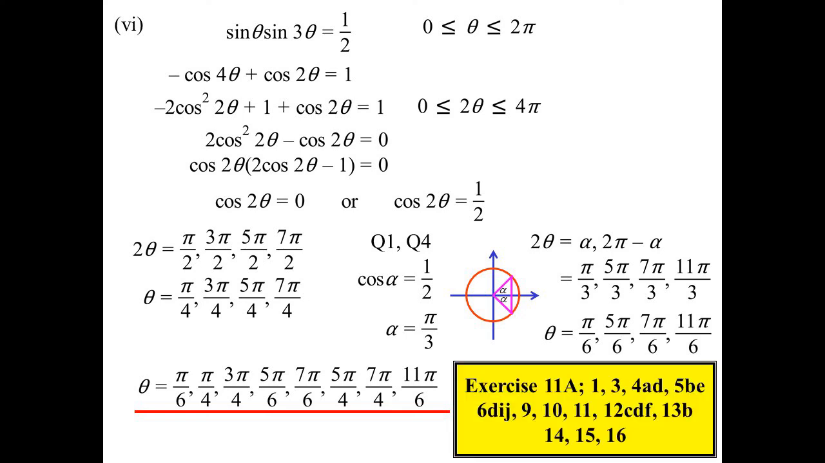Okay. Alrighty. So, 11A, let's solve some trig equations.